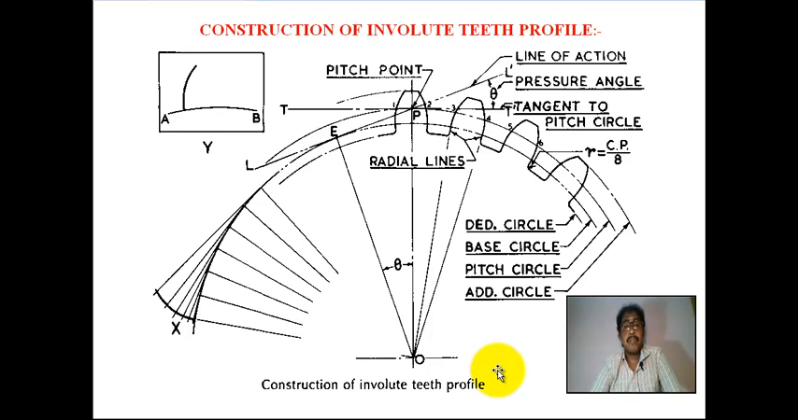It is clear, my student. Construction of involute teeth profile. In our next video, we draw the involute teeth profile manually on a T-square and drawing board.